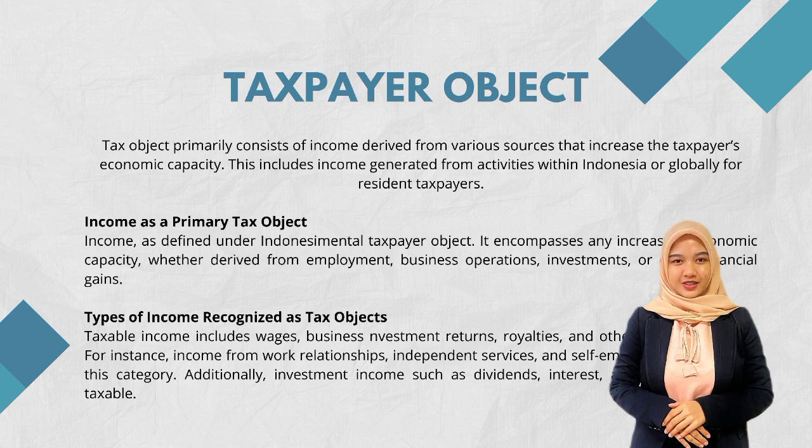Types of income recognized as tax objects. Taxable income includes wages, business investment returns, royalties, and other revenue streams. For instance, income from work relationships, independent services, and self-employment falls under this category. Additionally, investment income such as dividends, interest, and rental income is taxable.